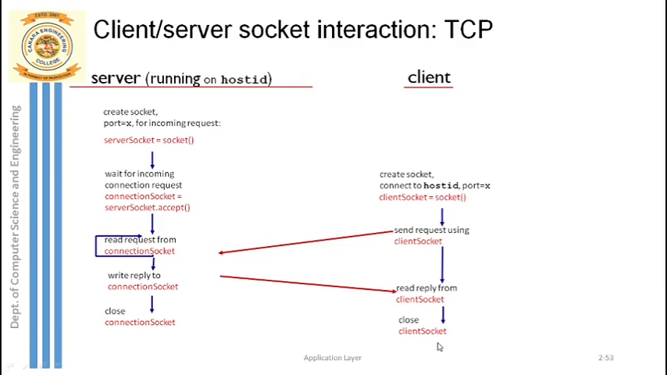Now what the server has to do after sending the reply is close the connection socket it had created for this particular client. Why? Because only after closing the connection socket for this client will the server be ready for opening a new connection for the next client. So if the server wants to establish a new connection with a new client, it has to first close the connection it had established with the first client. So close the connection socket.